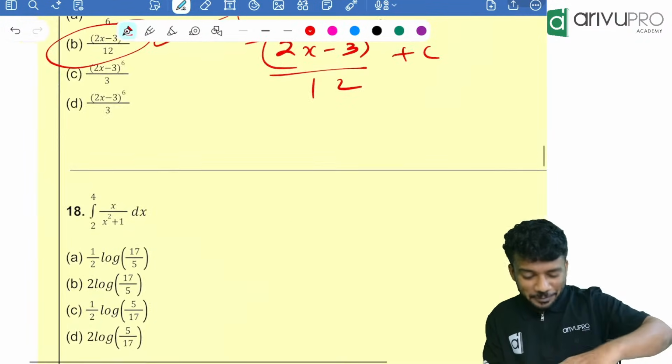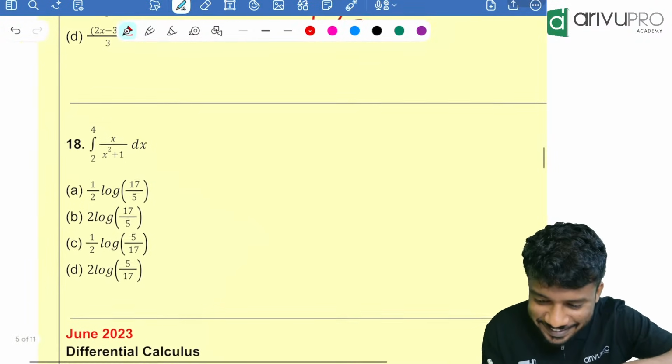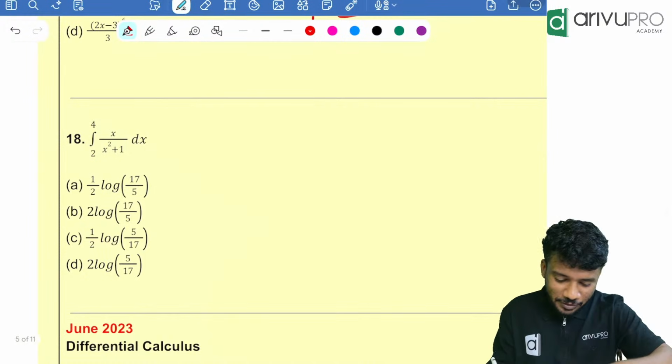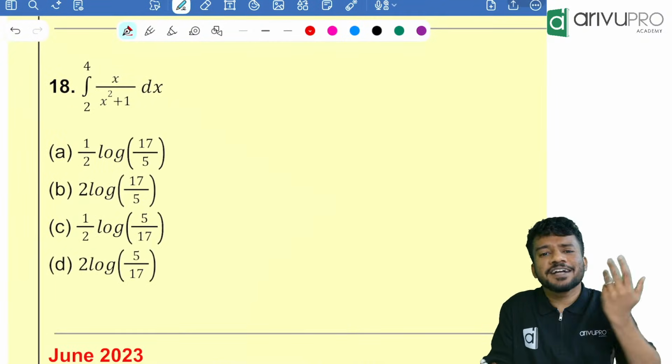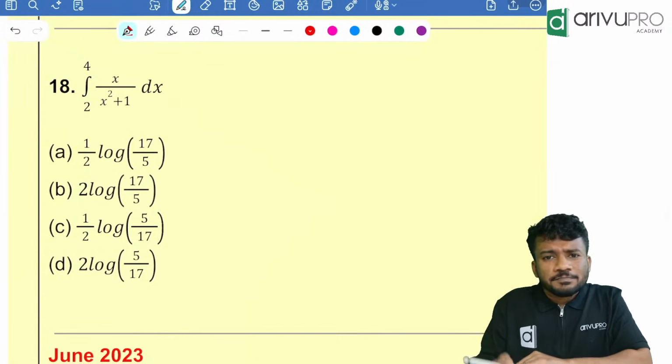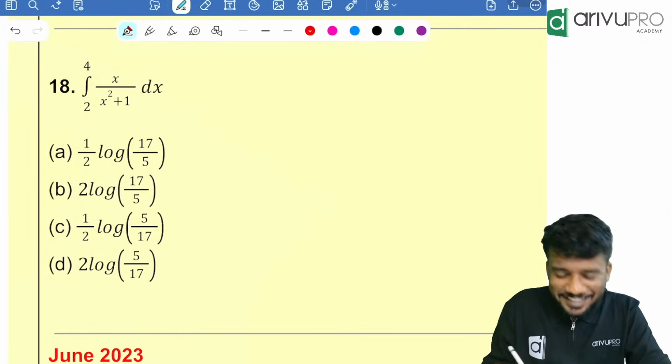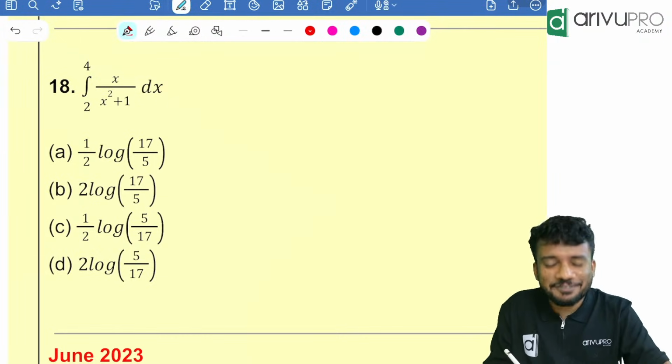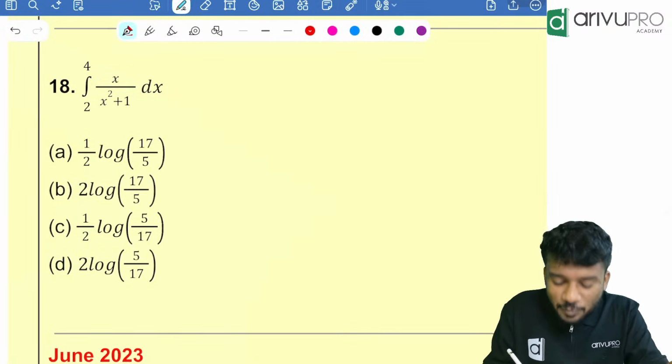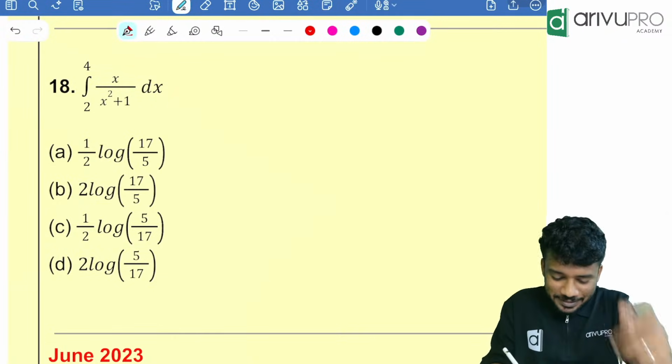Can we solve the next question? Yes, right answer, good. Next question. How to solve this? Substitution. The integral from 2 to 4 of x divided by x square plus 1 dx. How much is the question?